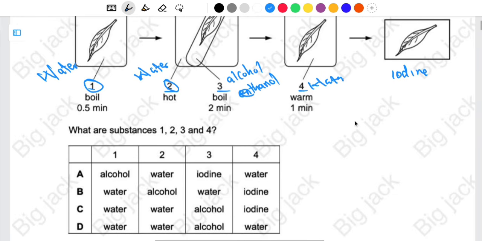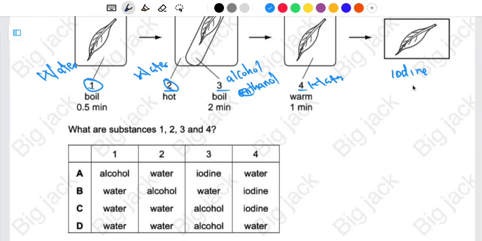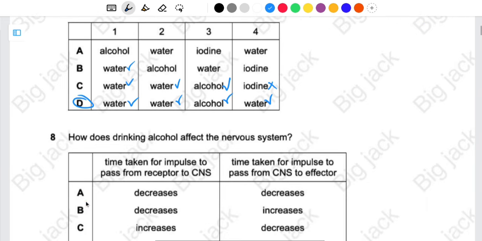So those are the steps, or these are the changes that you are able to see here. So for number 1, it has to be water. Number 2, it has to be water also. Then number 3, it has to be alcohol or ethanol. Then number 4, it has to be water, not iodine. So meaning to say the answer is just going to be D.